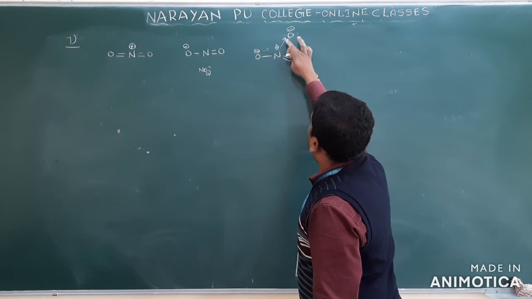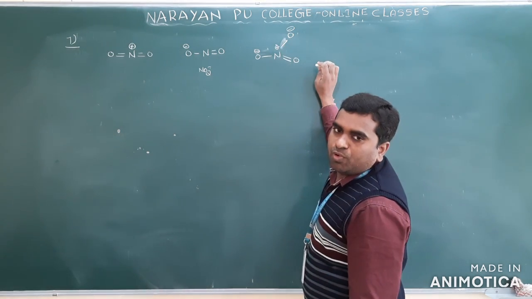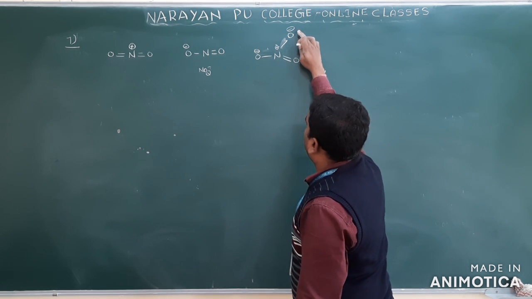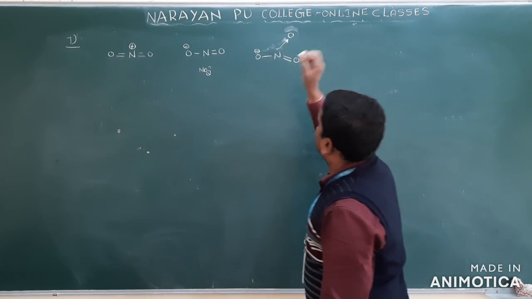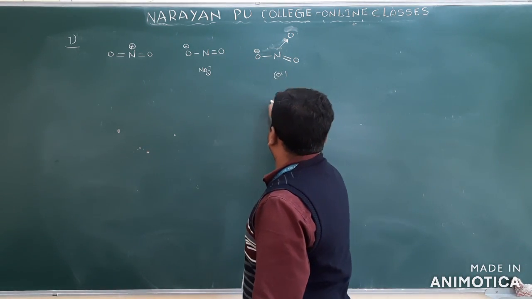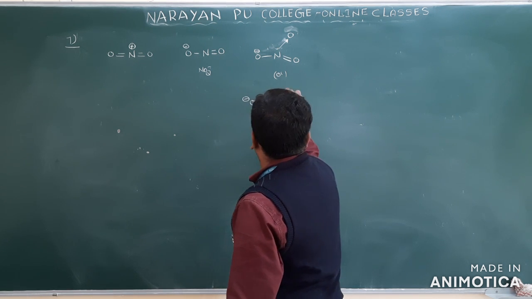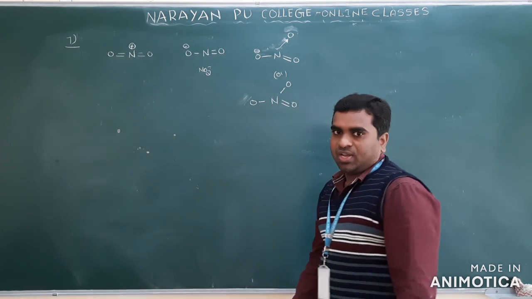But a dative bond we are keeping. If we don't write the dative bond, we will put a positive charge on the nitrogen and a negative charge on the oxygen. But if you write the dative bond, we will not put any charge here. Actually, we can write this in this way also: N double bond O, and O minus, and here O. This is the structure actually.